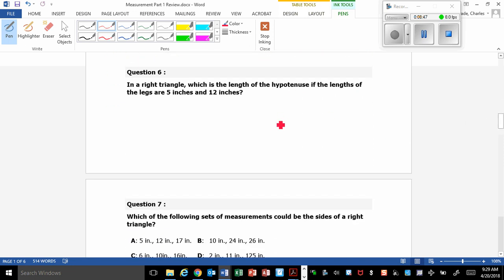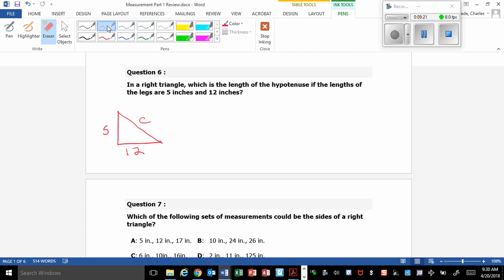Now, no picture, so remember what we talked about: if it's just words, a word problem, make sure you draw a picture. It tells you, in a right triangle, what's the length of the hypotenuse if the lengths of the legs are 5 and 12. So we can draw a picture, just like that. It doesn't have to be to scale. We have 5 and 12, and we're looking for C. We have both legs, and we're looking for the hypotenuse, so we are going to add.